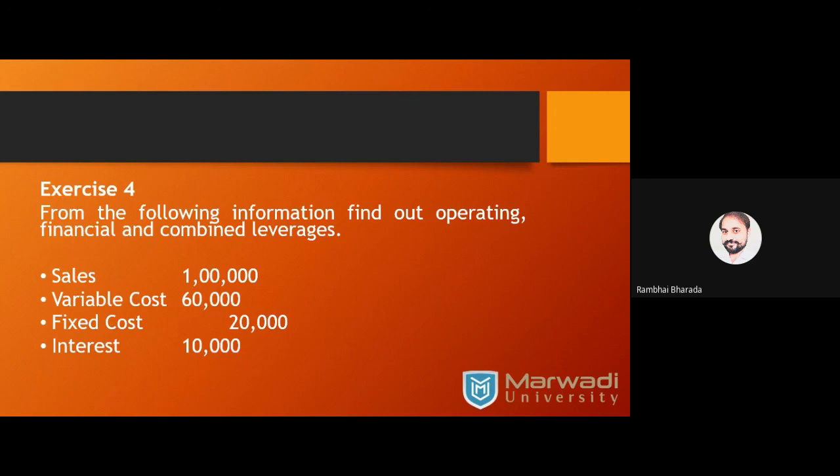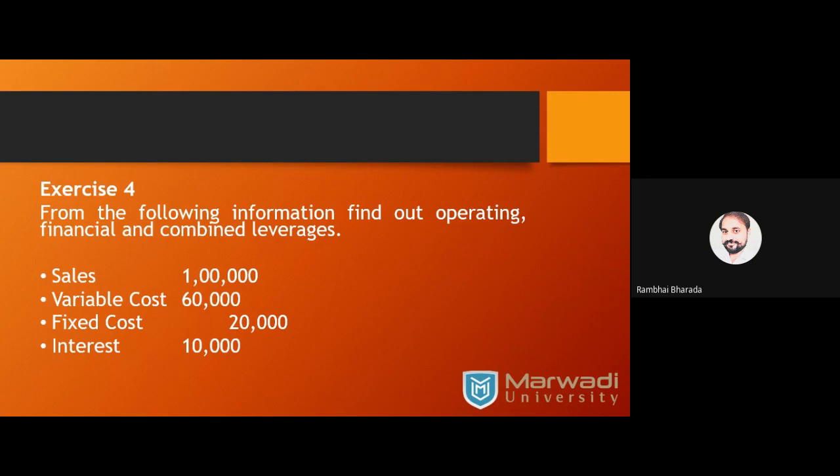Here 1 lakh minus variable cost 60,000, contribution will be 40,000, and OP operating profit: sales 1 lakh minus variable cost 60,000 means 40,000, 40,000 minus fixed cost 20,000, operating profit will be 20,000. 4 upon 2, answer will be 2. Okay, moving ahead for financial leverage.